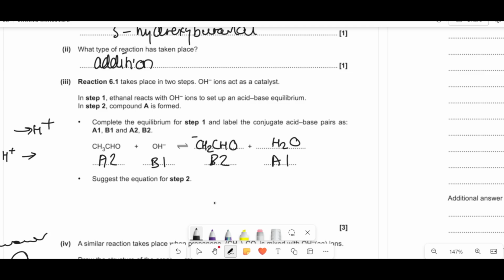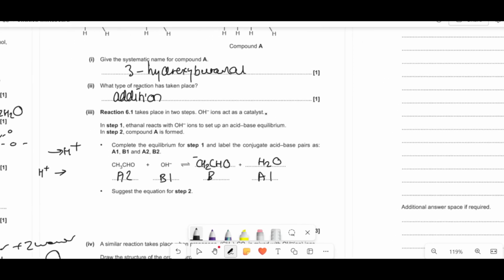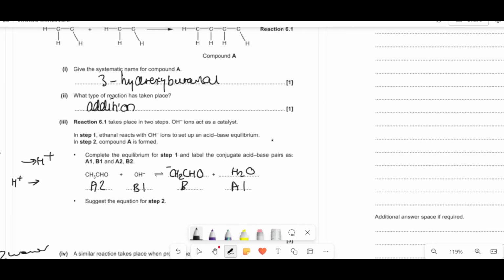Now suggest an equation for step 2. So in step 2, compound A is formed. We end up making this mysterious thing here. And they've told you that in step 1, we react this ethanol with OH minus to get an acid-base equilibrium. So we're going to end up using one of these as our second step because it's not there in the end.